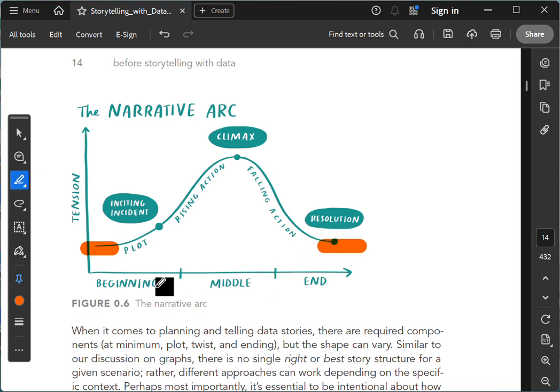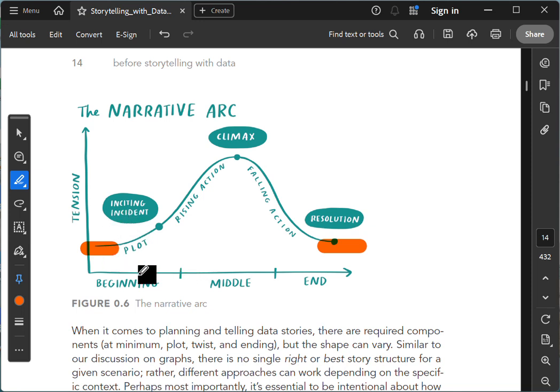There are several parts of narrative arc. You can usually form your story in the way that fits best with your audience. But at a minimum, there's usually the plot, the inciting incident, the climax, and the resolution. And I'm going to walk through each of these parts of this arc in detail.